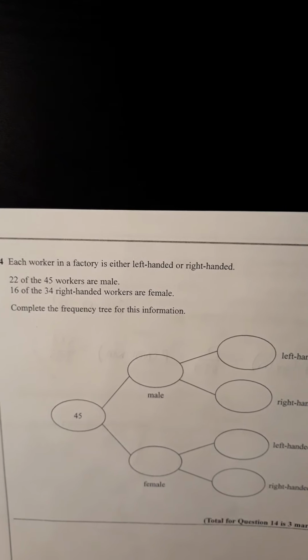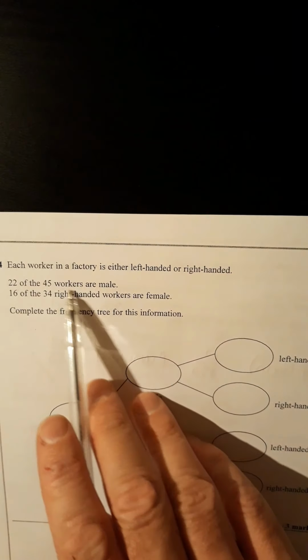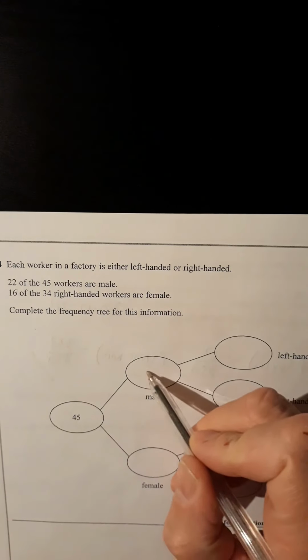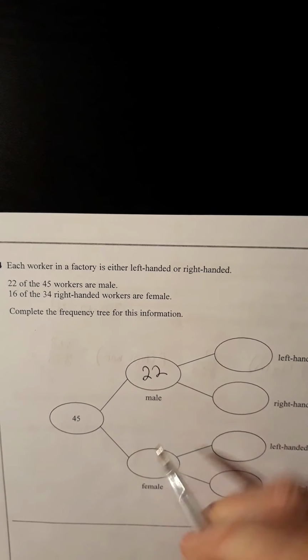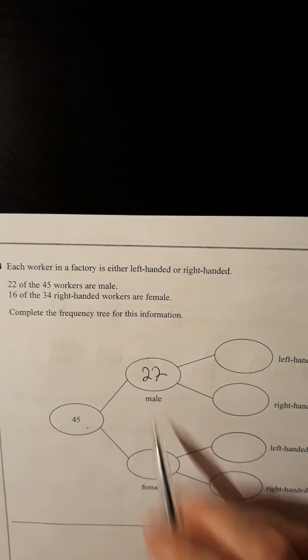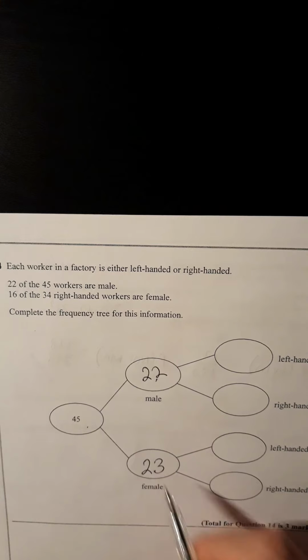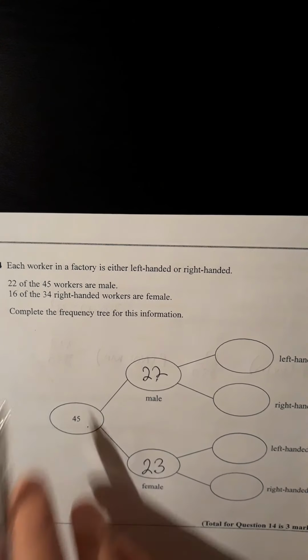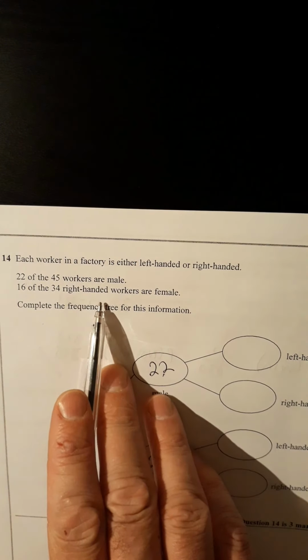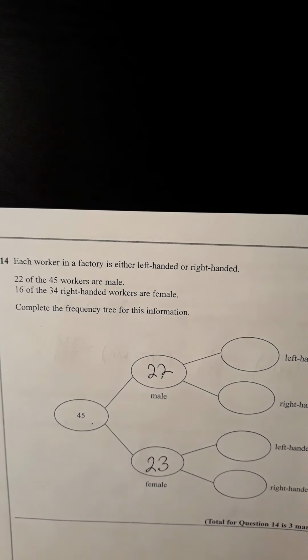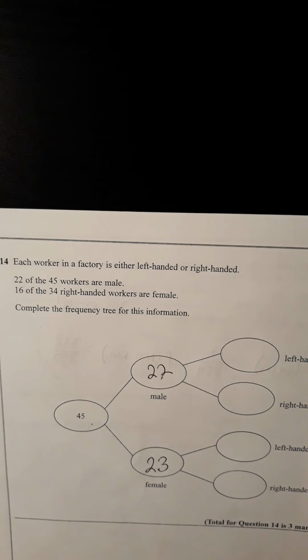Okay, so starting off here, 22 of the 45 workers are male. 45, but 22 are male. Now, if we do 45 subtract 22, we'll get 23 female. Then it says 16 of the 34 right-handed workers are female.